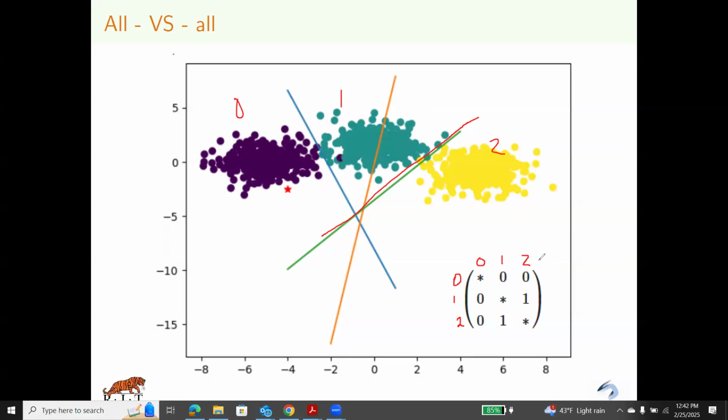And in the end, we just count how many classifiers classify this point as class 0. In this case, 4. How many classifiers classify this point as class 1, 2, and how many classifiers classify this point as class 2, in this case 0. And we assign the class by the more frequent class in this table. And this is the formula.